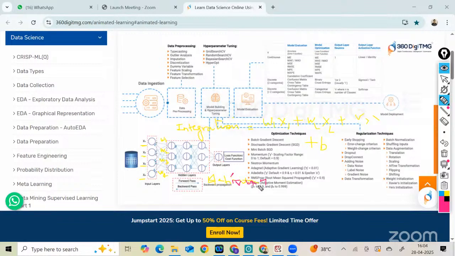After getting the integration function and the activation function, we will have our loss function. In the loss function, or error calculation, we take the predicted value minus the actual value, and that will give us the loss. We want this loss function to be lesser.